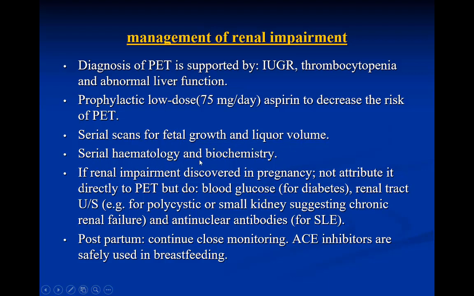Serial hematology and biochemistry. If renal impairment is discovered in a pregnancy, do not attribute it directly to preeclampsia, but do blood glucose for diabetes, renal tract ultrasound, for example polycystic or small kidneys suggesting chronic renal failure, and antinuclear antibody for SLE. Postpartum, we continue close monitoring. Angiotensin converting enzyme inhibitors are safely used in breastfeeding.